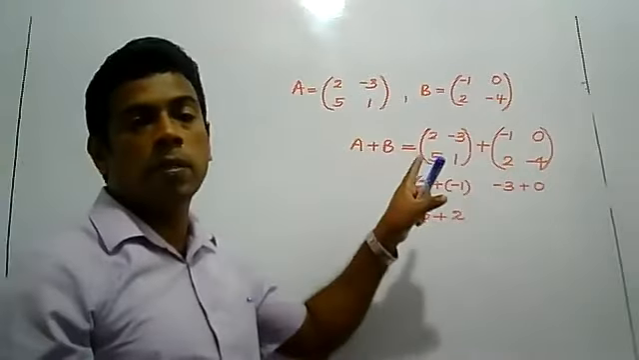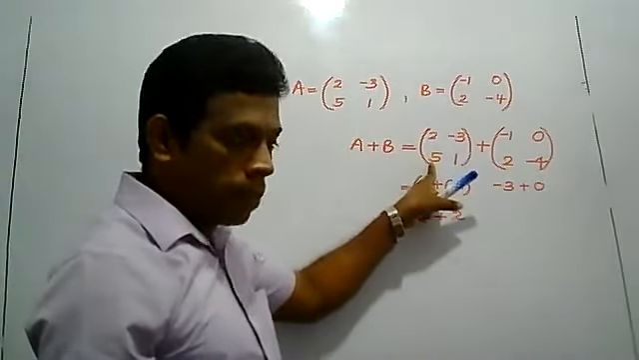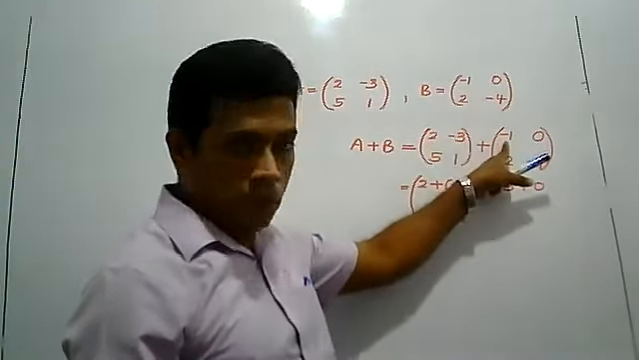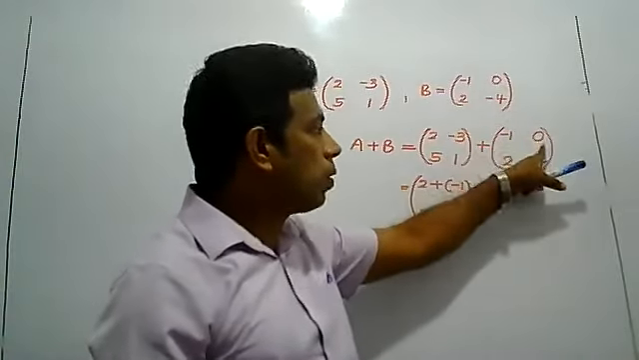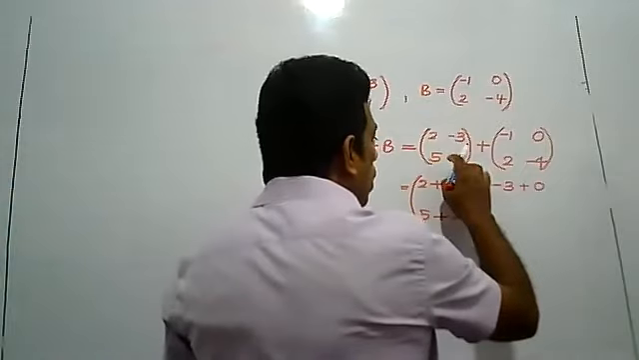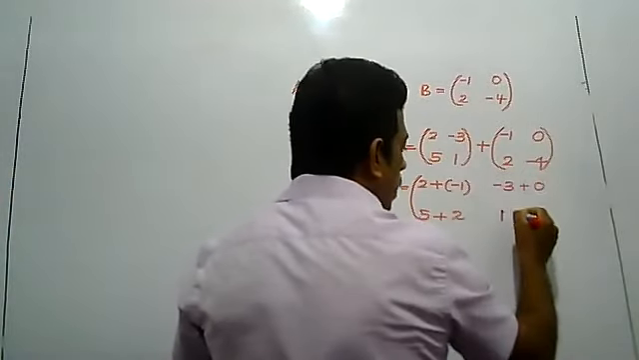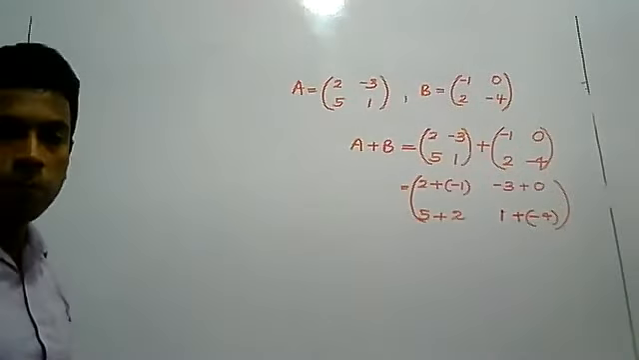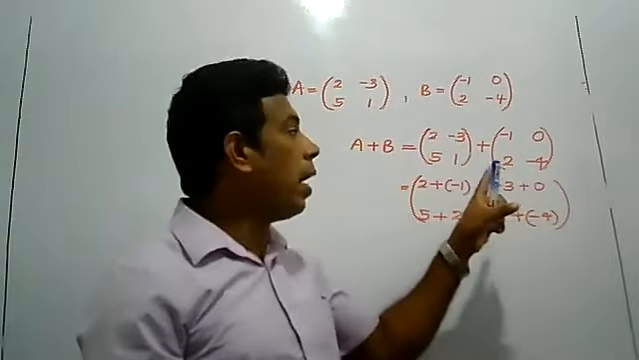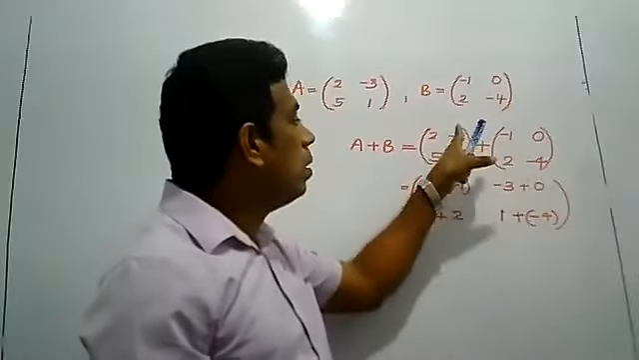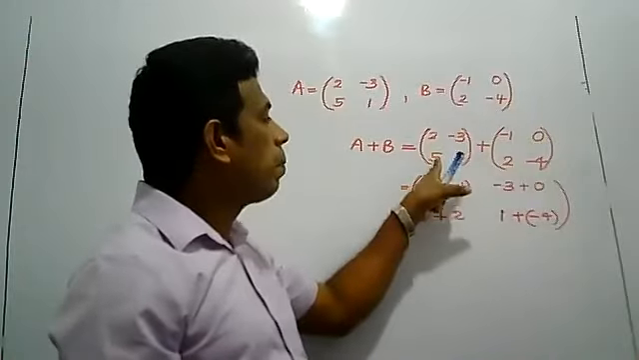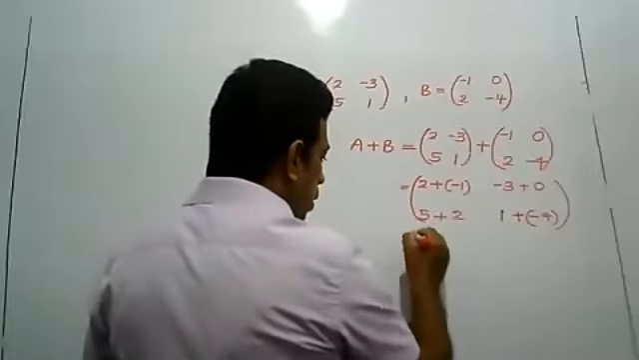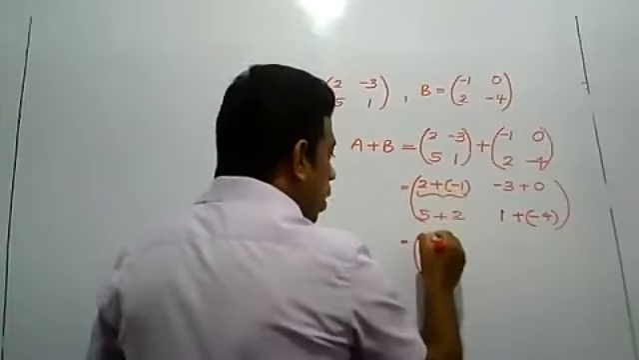Corresponding elements mean second row first column, first row first column, first row second column, second row second column. We want to add corresponding elements. Corresponding elements of the two matrices are added. 2 plus minus 1, minus 3 plus 0, 5 plus 2, 1 plus minus 4. Then the answer: 2 plus minus 1 is plus 1.